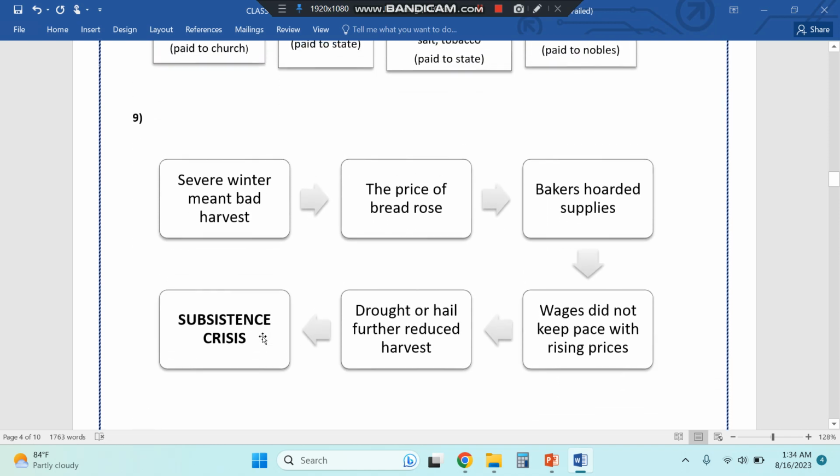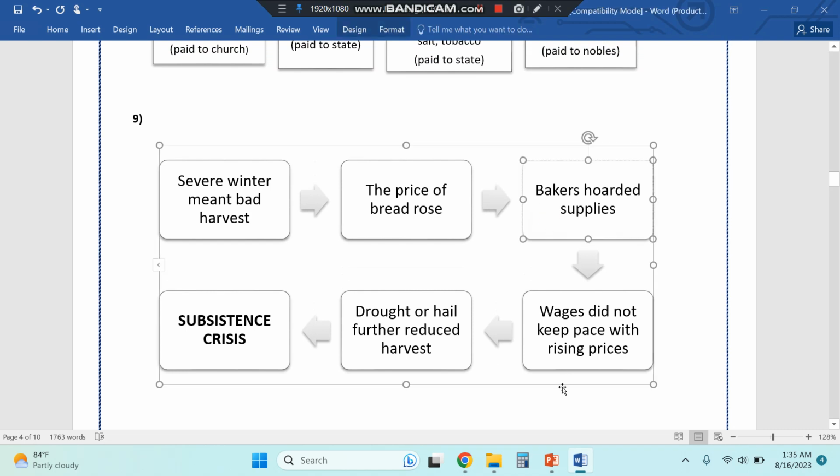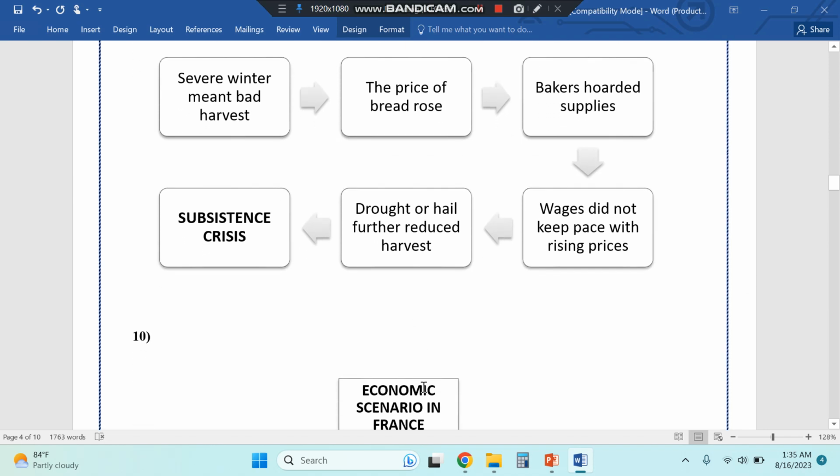Then this point 9 is on subsistence crisis. Like you get, explain subsistence crisis. What happened during subsistence crisis? So how a bad winter led to an increase in prices, how bakers hoarded supplies, and wages were not rising as quickly as prices, and drought or hail further reduced the harvest. All this led to subsistence crisis.